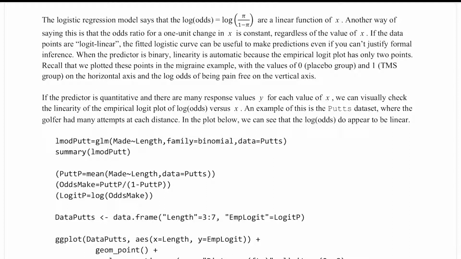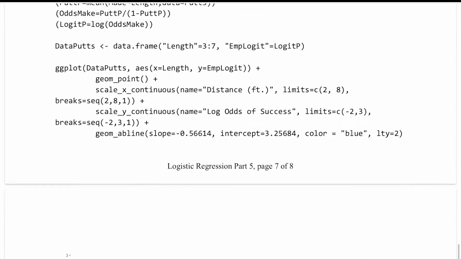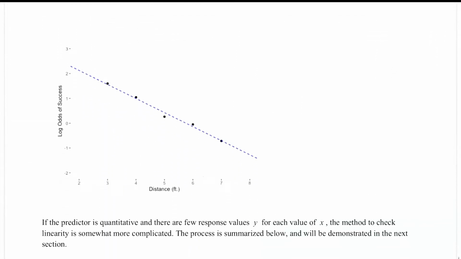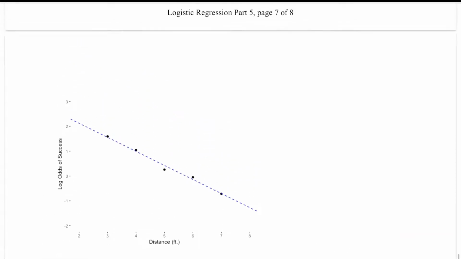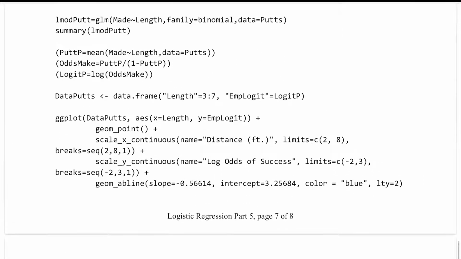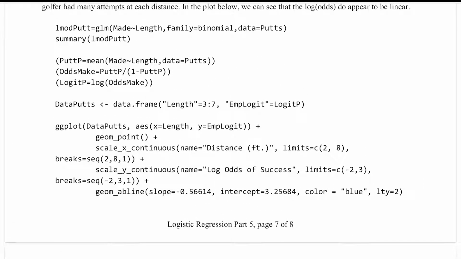Then the other thing, in order for your model to be sort of a good one, is, of course, it should be logit linear. In other words, the log odds of success should be a linear function of your predictor. Depending on what you have in your data set, you have different ways that you can sort of check this, and you can check it with a plot.